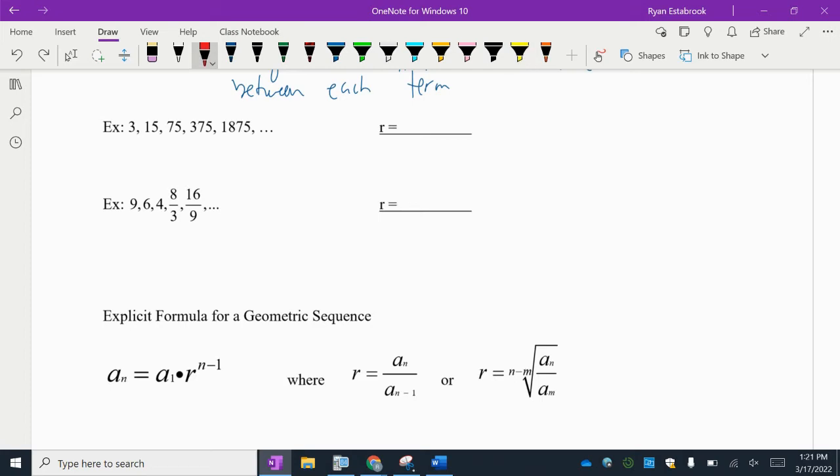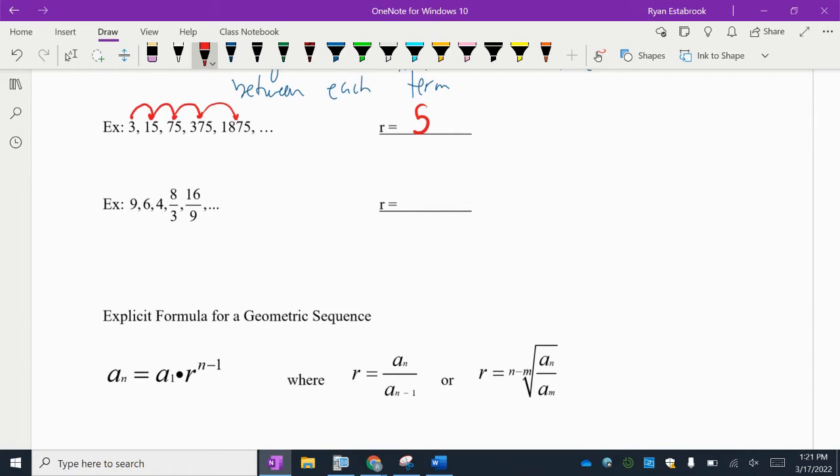Or, more importantly, 3 times 5 is 15. 15 times 5 is 75. 75 times 5 is 375. And then times 5 again. We have this common ratio, and that common ratio is 5. Every term gets multiplied by 5 to give us the next term. That is the essence of a geometric sequence.